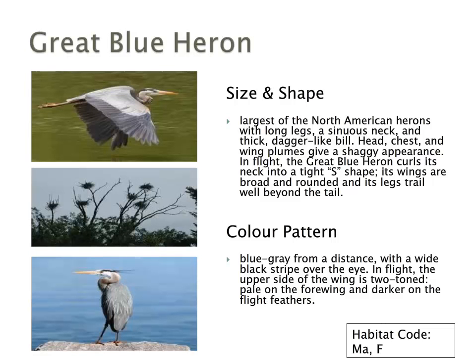The great blue heron, a very stately and easily recognizable bird, is the largest of North America's herons. It's got very long legs with a sinuous neck and a very thick, dagger-like yellow bill. The neck, of course, folds into a very unique S shape during flight, and you can see these large birds as they pump their powerful wings, skimming across marshes and over other open water areas. They're blue-gray from a distance, with a wide stripe over the eye, which you can see, and a crest that sticks out from the top of the head.